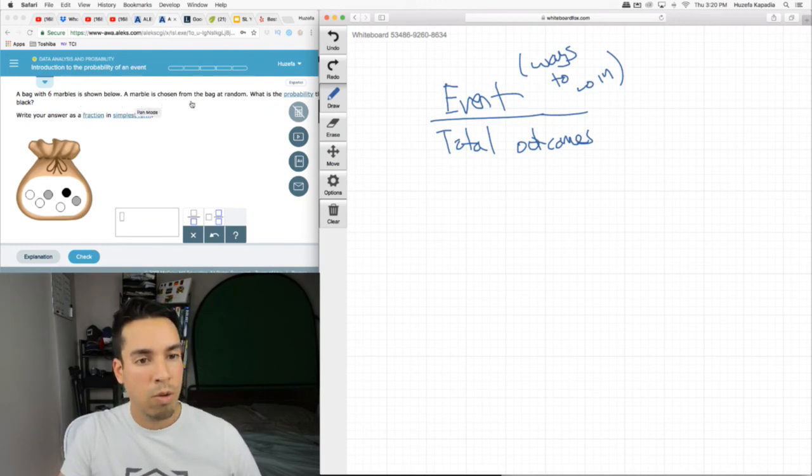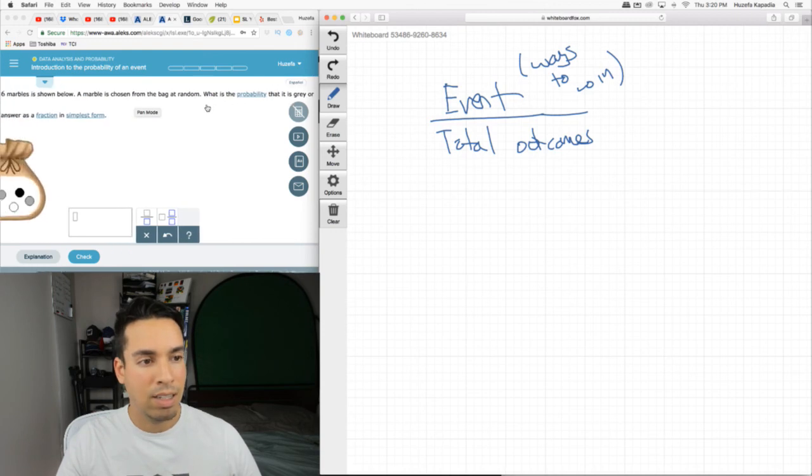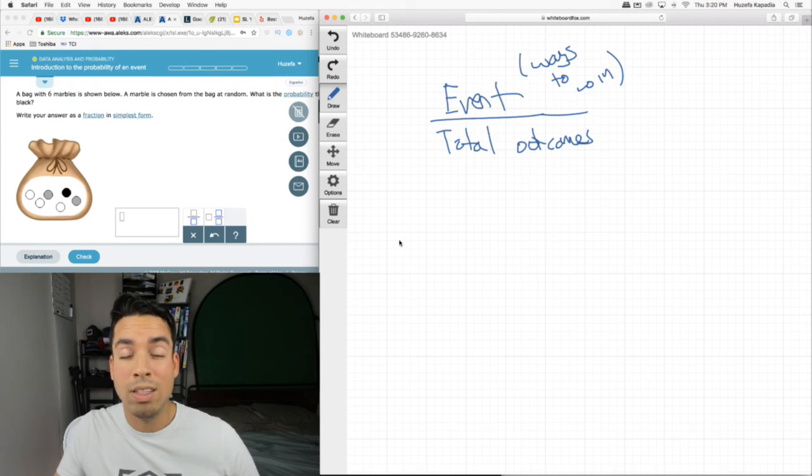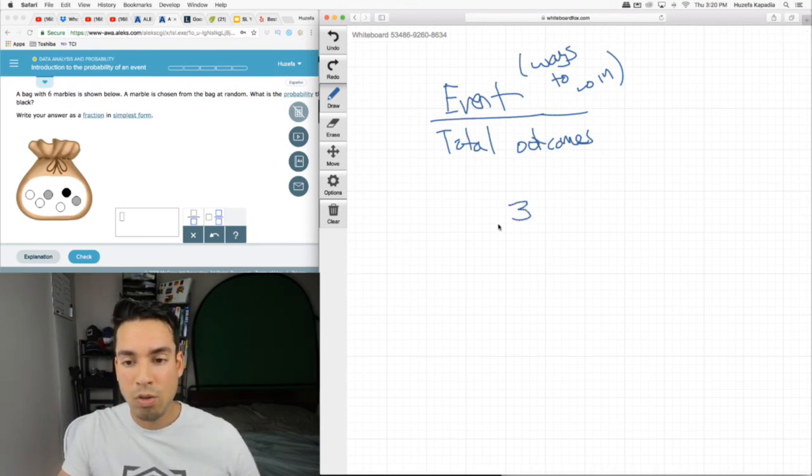So 6 marbles are shown. A marble is chosen from the bag at random. What is the probability that it is a gray or black marble? So the way we're winning in this case, we're drawing a gray or black marble. So how many different gray or black marbles are there? That's the ways to win. There's 1, 2, 3. So there's 3 ways or 3 marbles in which if we draw them, we win.